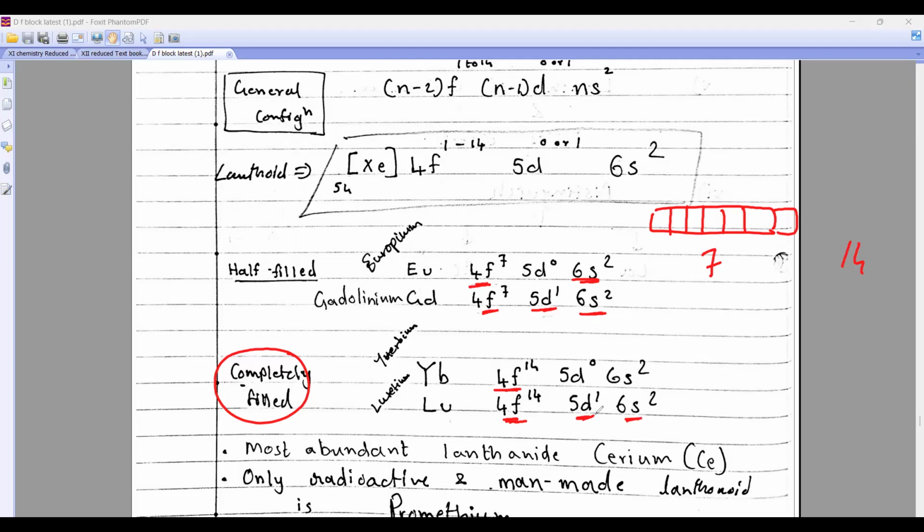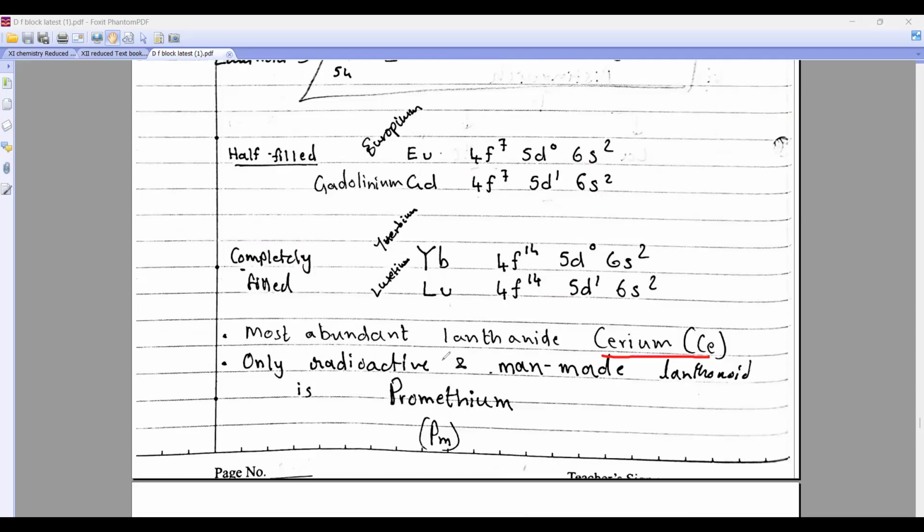Clear? Now in the exam they will ask you which is the most abundant lanthanide. Most abundant is cerium. The only radioactive one is promethium, Pm. Promethium is the only radioactive. Most abundant is cerium. All this you are supposed to remember. Then we are going to do a very important thing, that is oxidation state.